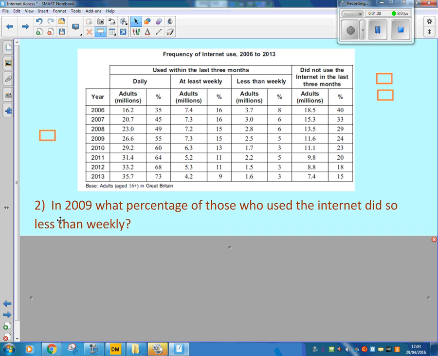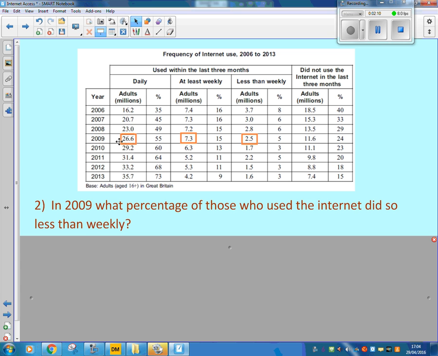Now the next question looks very similar. It's looking at 2009. Those who use the internet did so less than weekly. So we need the less than weekly one in 2009. So that's that 2.5. But it's not a percentage of the whole population, it's a percentage of those who use the internet. So this time, instead of looking at the entire population, all I need to do is look at those who used the internet in the last 3 months. I don't want that figure there. They're the people who didn't use the internet.